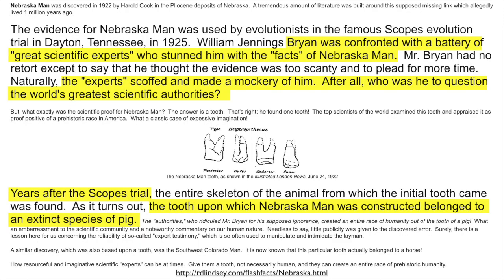And so William Jennings Bryan, he was arguing that it shouldn't be taught, and Clarence Darrow, he was arguing that it should be taught. And so now the whole world, and this is on the radio, now it's a new technology. People around the world are listening to this creation versus evolution debate. And it was really kind of sneaky how they did it. Bryan was confronted with a battery of great scientific experts who stunned him with the facts of Nebraska Man. That's what they called the ape man from the tooth, Nebraska Man. The experts scoffed and made a mockery of him. After all, who was he to question the world's greatest scientific authorities?